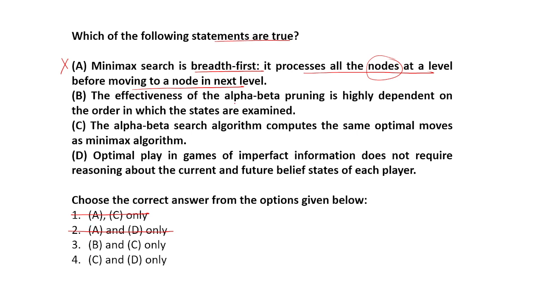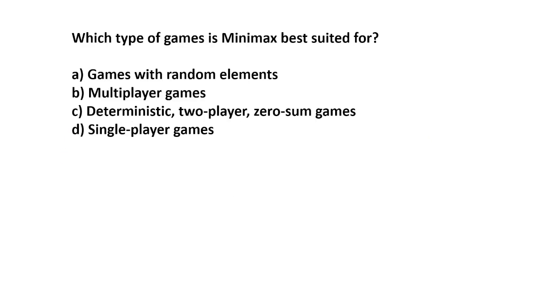The effectiveness of alpha beta pruning is highly dependent on the order in which the states are examined. This is an absolutely true statement. As you can see, only one option here contains B, so easily we arrive at the correct answer, that is B and C. Statement C says the alpha beta search algorithm computes the same optimal moves as the minimax algorithm. Absolutely true statement. Correct. And option D is also incorrect.